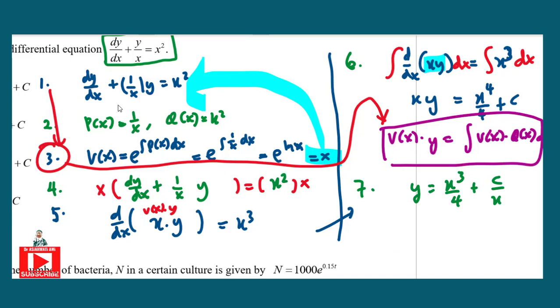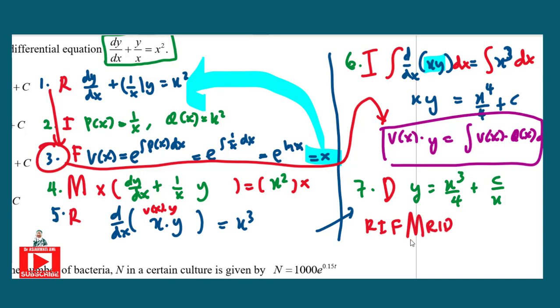So for this one, step 1 is to write the equation and identify. Step 2. Step 3 is find. Step 4, multiply. Step 5, write the product rule. Step 6, integrate. Step 7, divide. So, read and apply. The answer is to check the option.